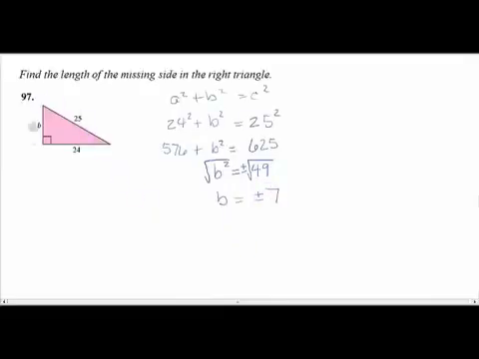Now, in the context of this problem, when we're talking about b being a length of a leg, the answer -7 doesn't make sense. So we throw the -7 out, and b equals 7 is our only solution.